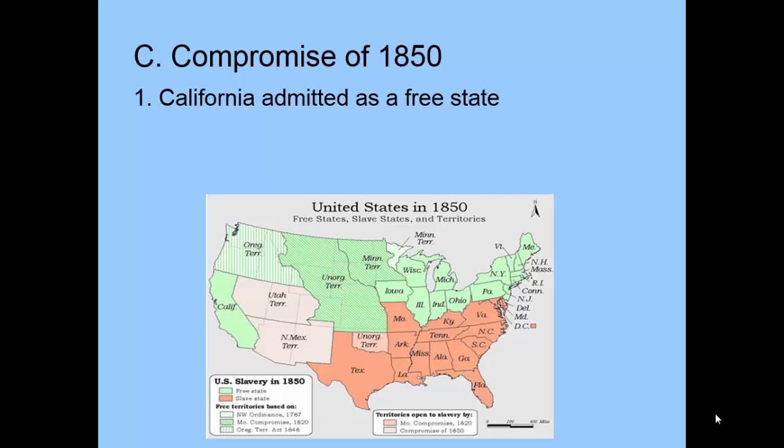And so now we have sectional imbalance in the Senate. The North has more free states than the South has slave states. So why would the South agree to this compromise? Well, as we will see, the South is going to get things that they like as part of this compromise.